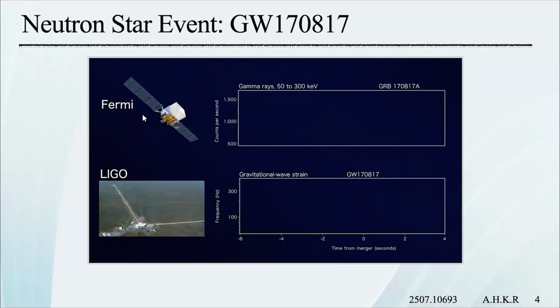Now I'll play another movie, but this time it's a real one. In the bottom panel, you'll see the gravitational wave strain from the system as observed by the LVK detectors. And then the top panel will show you the gamma ray emission from the system after the merger as observed by the Fermi satellite.